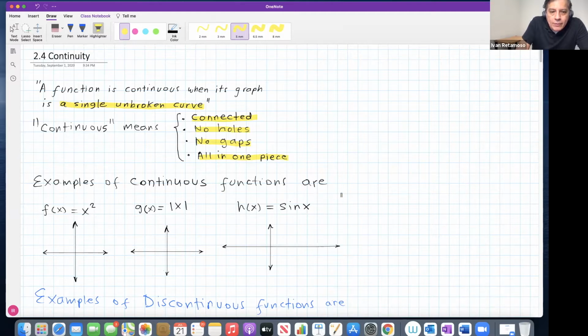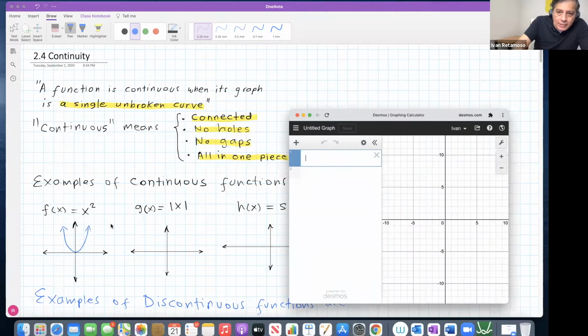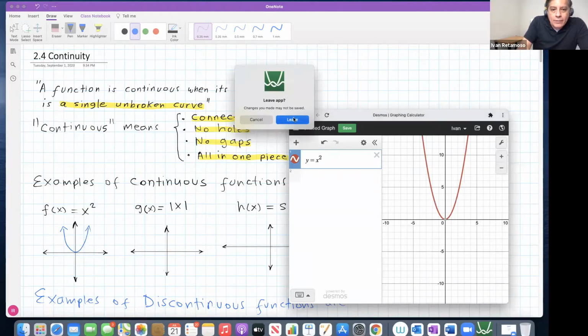Examples of continuous functions are f of x equals x squared. The square function turns out to be a continuous function because if you graph it, it will show you a parabola, right? We saw it. And if you don't remember, you want to make sure it's a parabola, graph it, y equals x squared. That's your parabola, opening upward in this case, because the coefficient is 1. Great. It's all in one piece, so it's continuous.